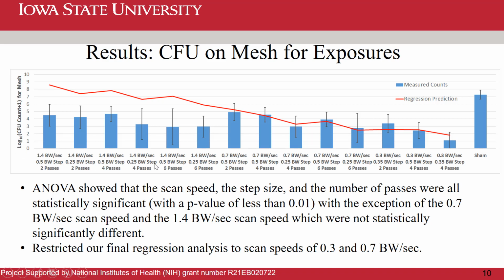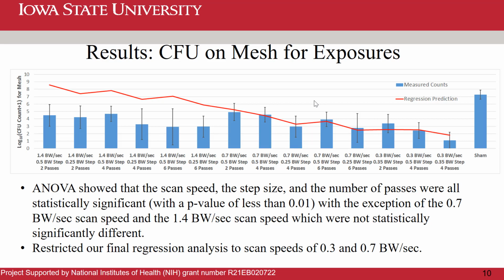The next line is the step size that was utilized, and the last line is the number of passes which we did over the mesh. And these were selected based on our earlier results, where we were expecting that more passes at a faster speed would be better, but it actually turned out that that was not the case, as we'll see when we get more into our results here. And this, of course, is our sham case, and so you can see what the reduction is for each of these experiments.